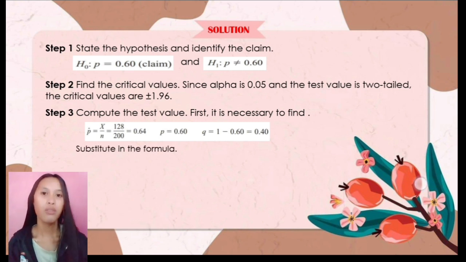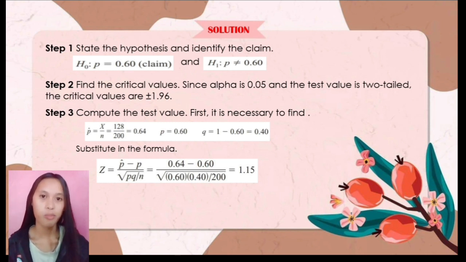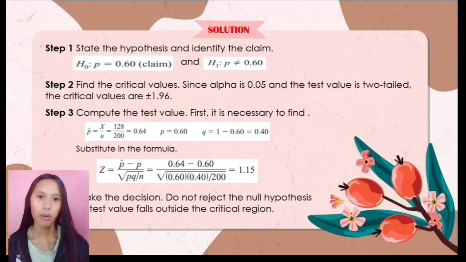So we have to substitute into the formula. z is equal to the observed value minus p over the square root of pq over n. So 0.64 minus 0.60 over the square root of 0.60 times 0.40 over n, which is 200. If we calculate it in our calculator, we have a result of 1.15.